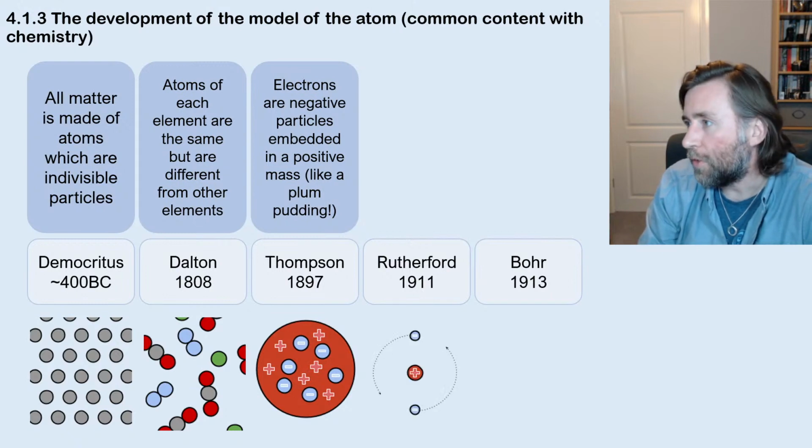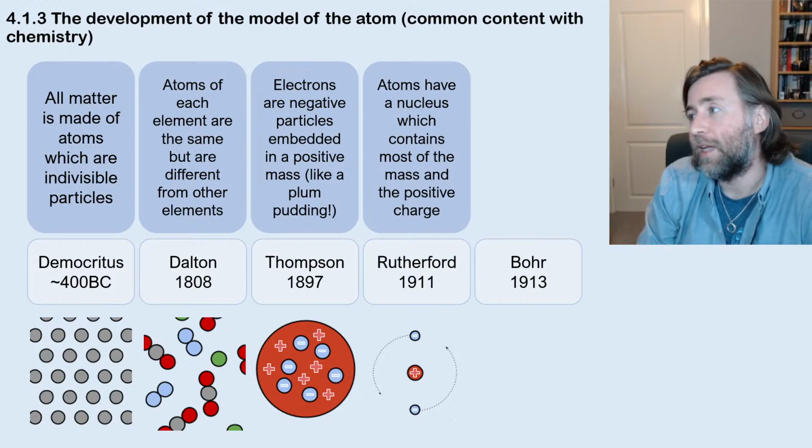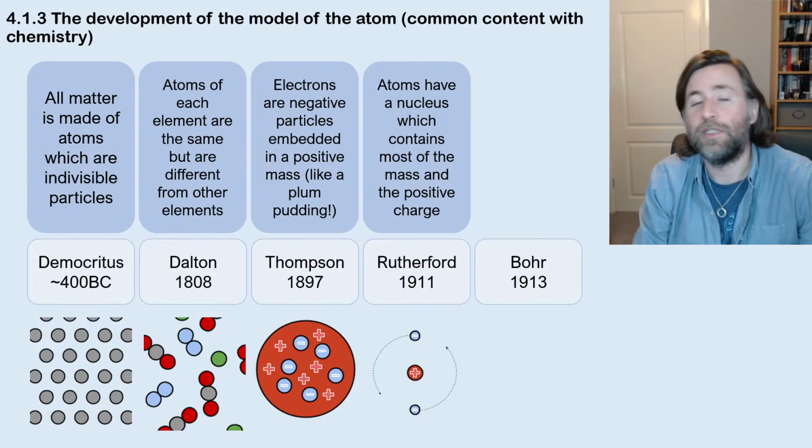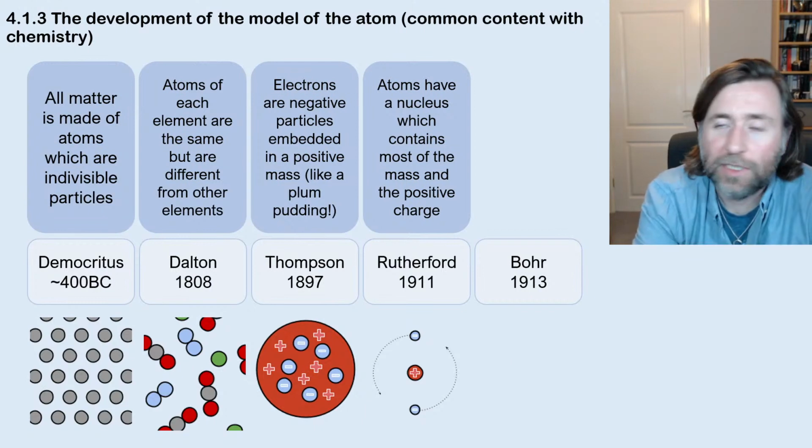which are the electrons. Rutherford found out that actually the atom had a small and incredibly dense positive nucleus, and that that would be orbited by some electrons. I'm going to talk about his evidence in a moment.